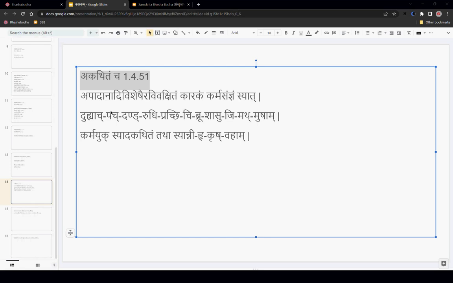Akathitam cha. Kathitam means not told. What is not told? The other karaka is not told, not expressed. Then that karaka gets the karma sanjna. Karaka means actually the word itself, right? The word having the relationship with the kriya. So that gets the karma sanjna. Then dvitiya. We saw this example.